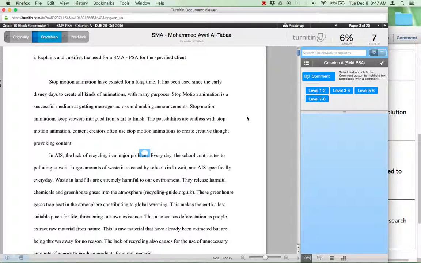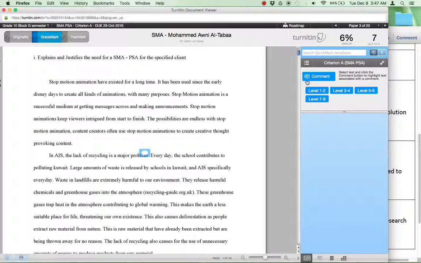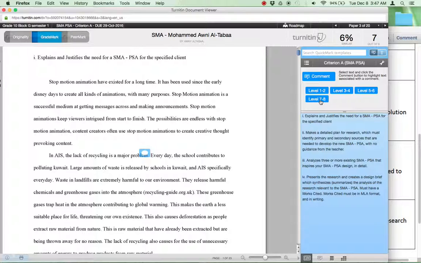Strand 1. Explain and justify the need for your SMA PSA to your specific audience. Of course, by default, remember, you still have to state your problem, you still have to state your solution. Of course, you have to justify all that. So just because it's not stated in your rubric, it still has to be there. You know this from grade 9 or from middle school.